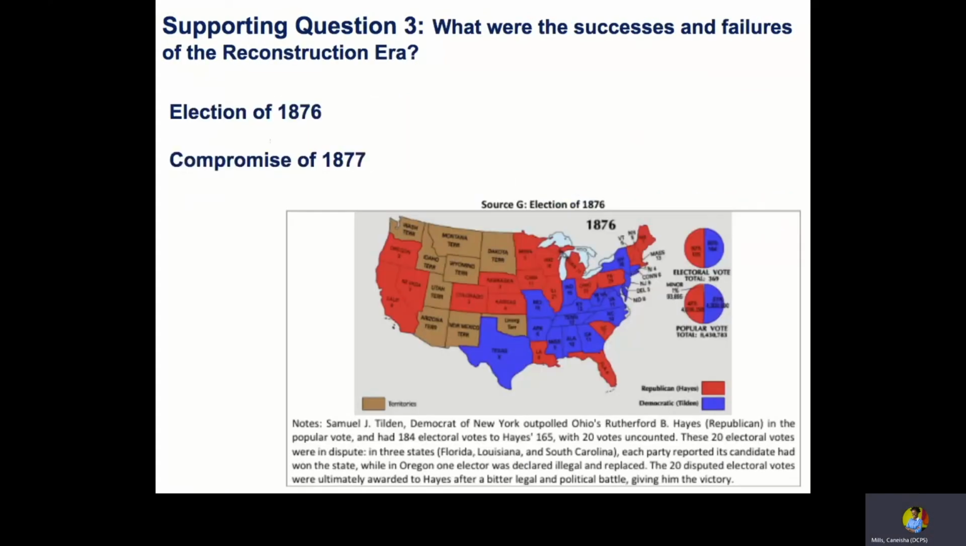The third and last supporting question will ask you, what were the successes and failures of the Reconstruction era? You will be asked to look at Source G, which specifically outlines changes in the newly reunited United States during the election of 1876 by analyzing the electoral vote as well as the popular vote. Also, you will need to investigate what happened with the Compromise of 1877.